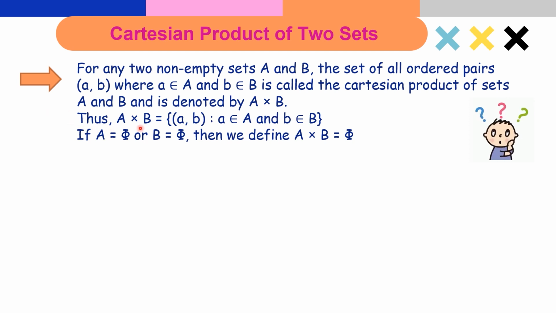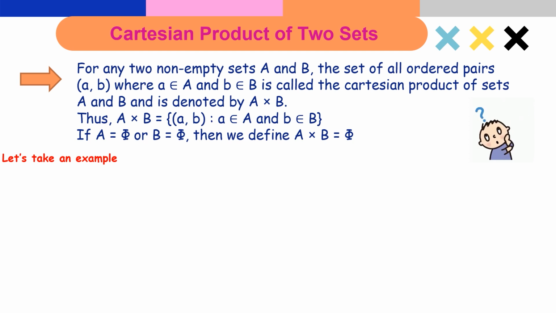Thus, A cross B is the set of all ordered pairs a comma b such that the first element corresponds to the first set A and the second element corresponds to the second set B. This is what the Cartesian product is. A little vague, right? You can understand. So I'll give you one example. Let's take an example, set A and set B.